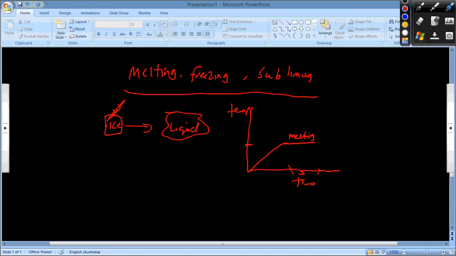And that's the reason the temperature is not increasing any further, but the time is increasing. I hope this is really helpful.